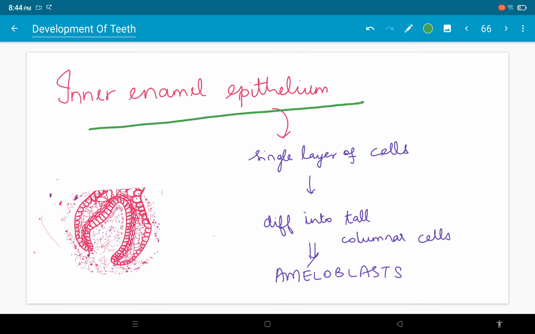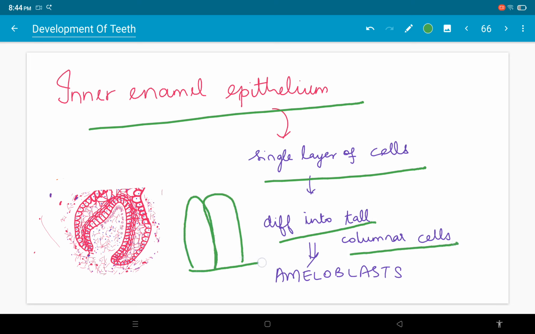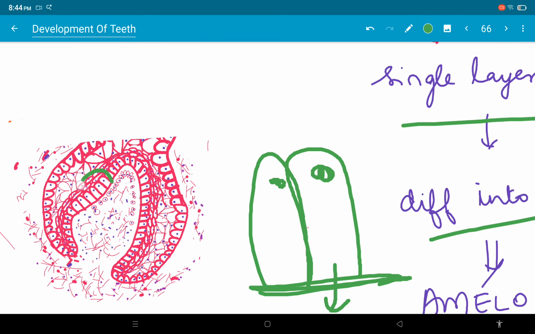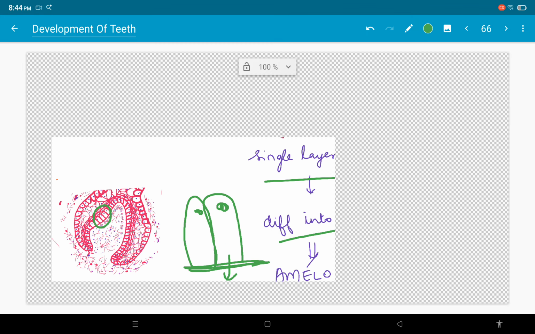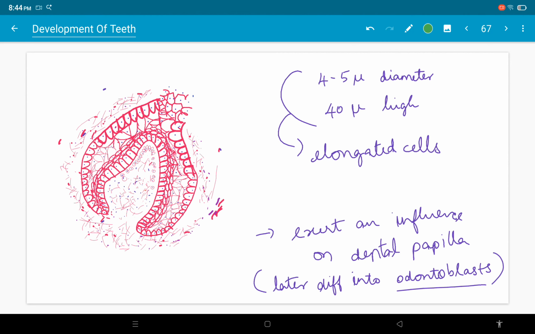Inner enamel epithelium has a single layer of cells, which now differentiate into tall columnar cells called ameloblasts. The cells are tall columnar. It is functioning, it is secreting enamel. So the nucleus will be located on the opposite side. As you could see here, the tall columnar cells differentiated into ameloblasts.